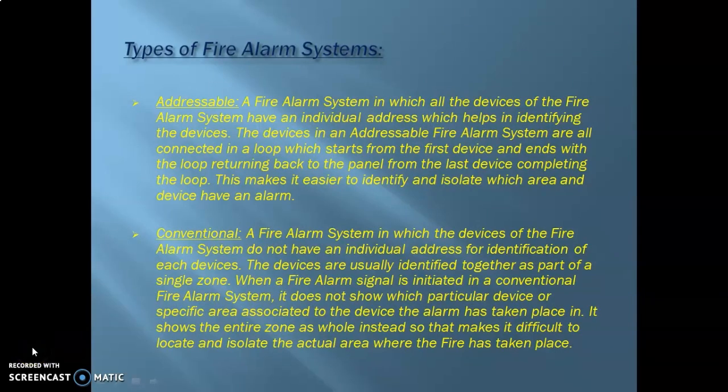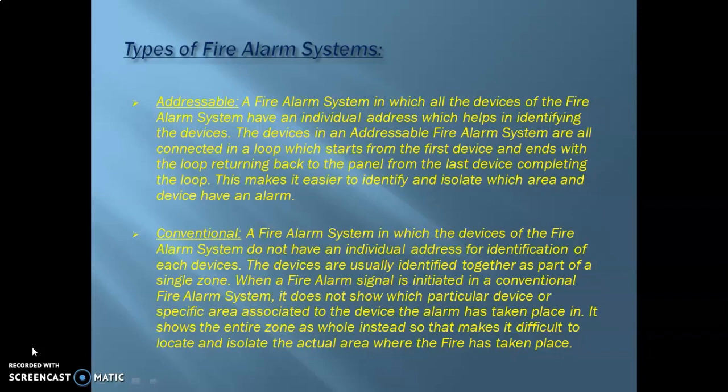All right, so now let's get to the next part, which is about the types of fire alarm systems. Now, there are basically two types of fire alarm systems, which we will discuss individually, that are used throughout the world. The first one is the addressable type of fire alarm system, and the next one is the conventional type of fire alarm system. So let's start off by talking about the addressable fire alarm system first.